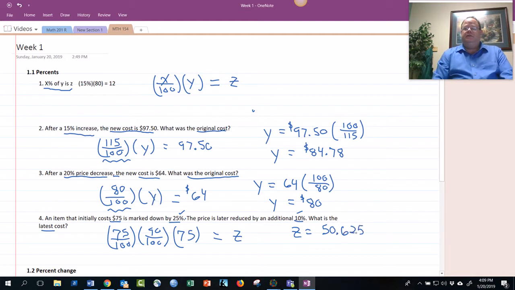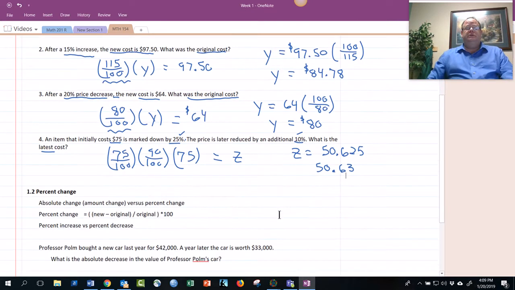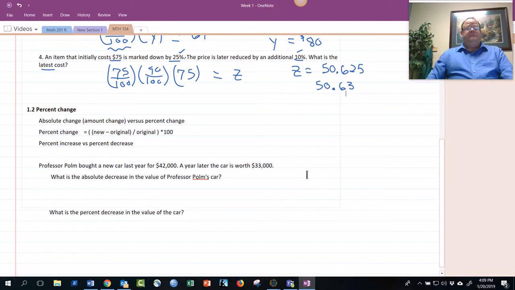50.625. Okay, so let's say for this one it said to give it to the nearest 100th or maybe to two decimal places. Be very careful about that. Pay close attention to the questions because they will tend to tell you, I want this many decimal places or the nearest whatever, and you got to do it. All right?